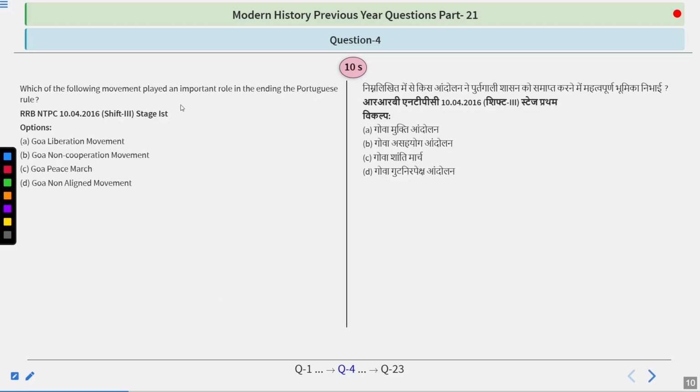Which of the following movements played an important role in ending the Portuguese rule? Options are Goa Liberation Movement, Goa Non-Cooperation Movement, Goa Peace March, or Goa Non-Aligned Movement. So think about it, guys.